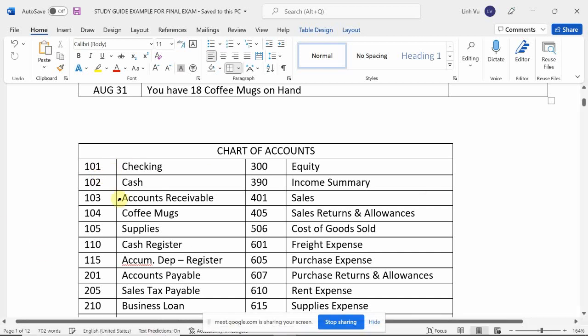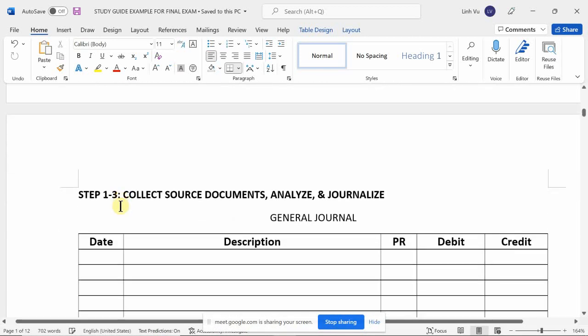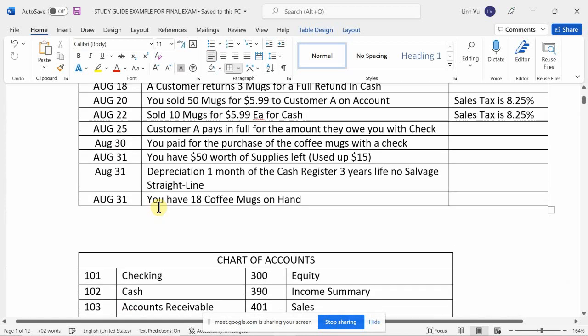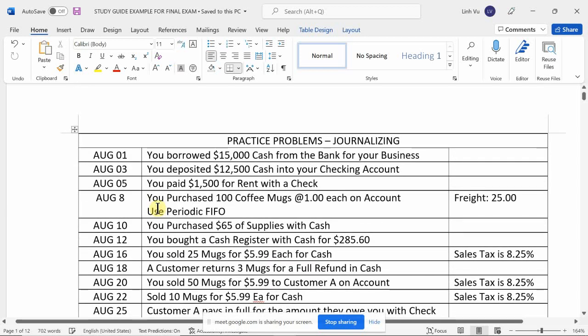So again, starting with the very first one, steps 1 through 3, you are going to collect the source documents and then of course analyze as well as journalize. So in this case, here is the scenario, okay? Starting with the first one, August 1st, you borrowed $15,000 cash from the bank for your business, okay?